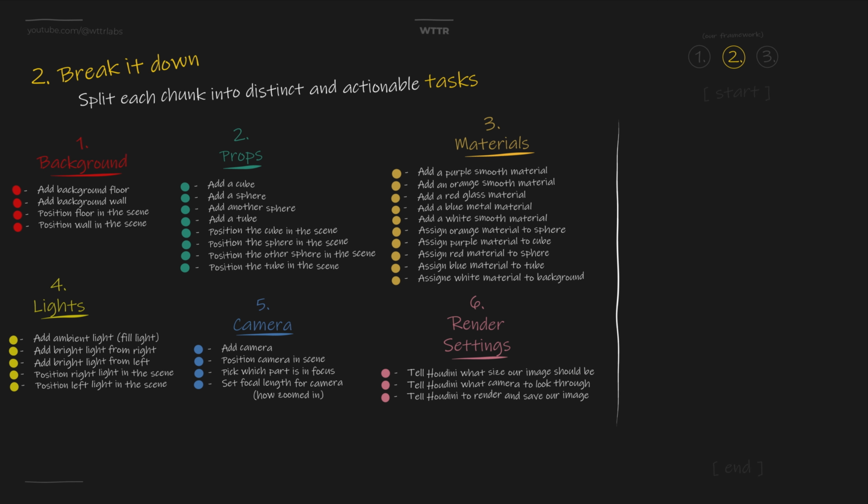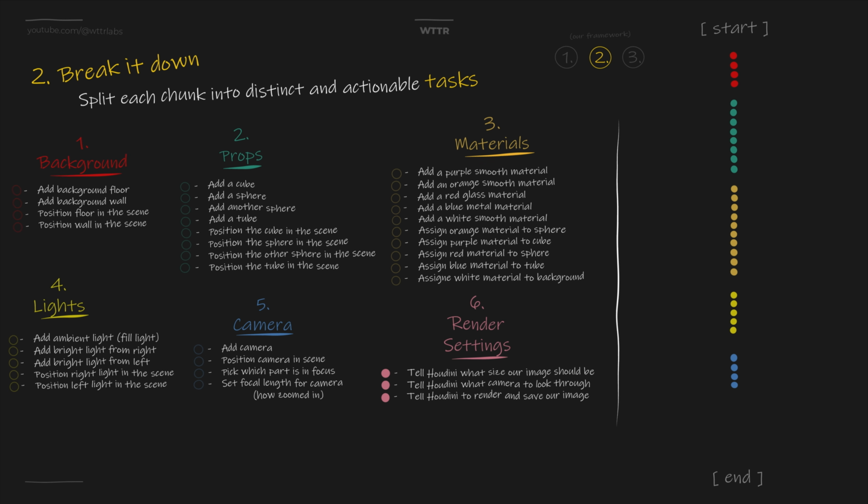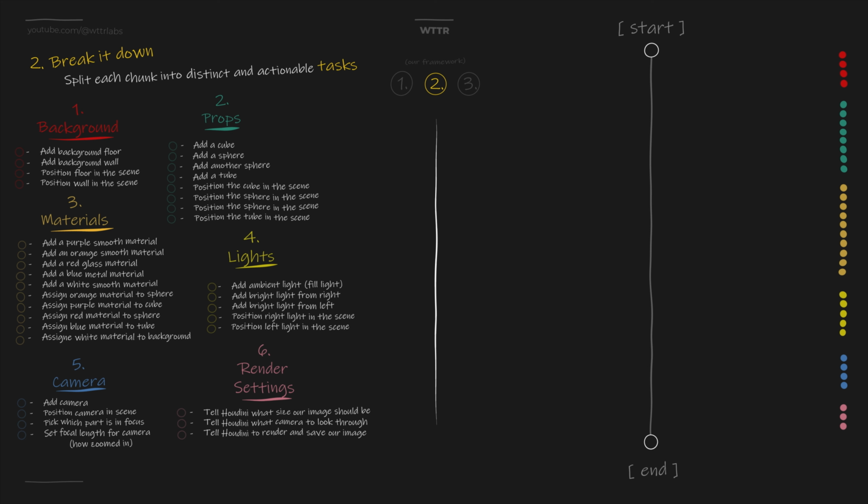Let's start here at the top and work our way down as we go. First, we have the background tasks, then the props, followed by the materials, the lights, our camera, and then finally the render settings. Now, this is looking a bit better, but let's make some more room and we'll add a point at our start and end and connect the 2 dots. Let's call this our network.